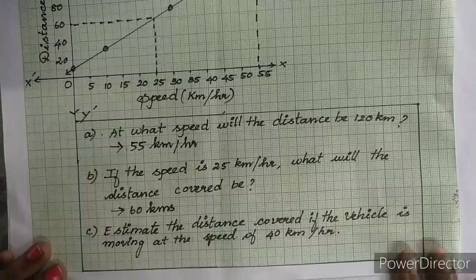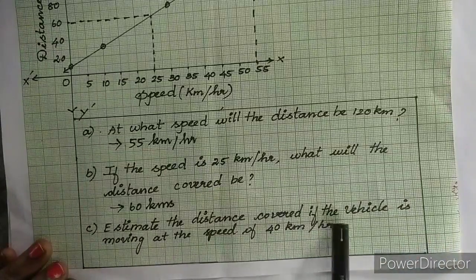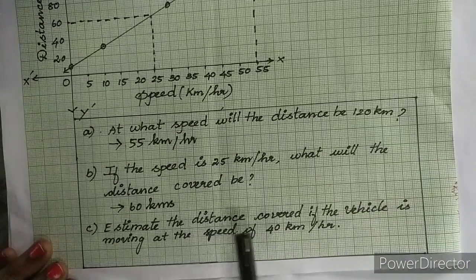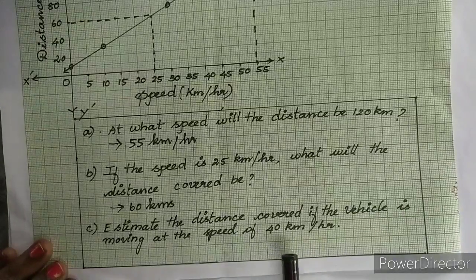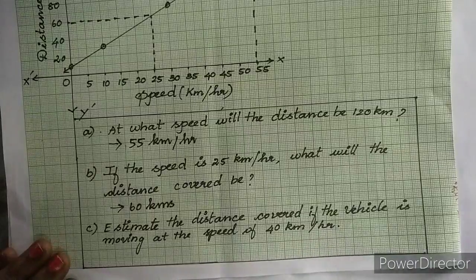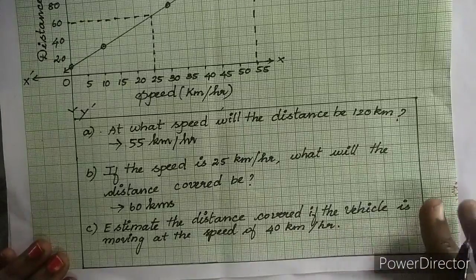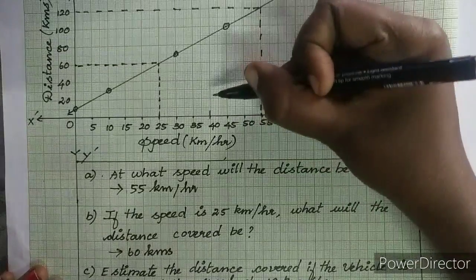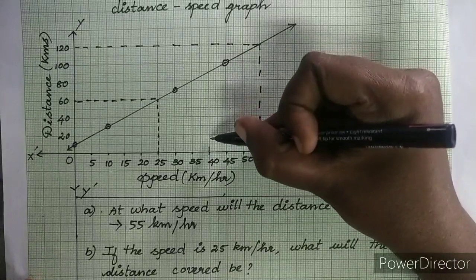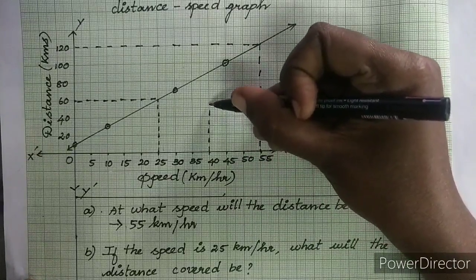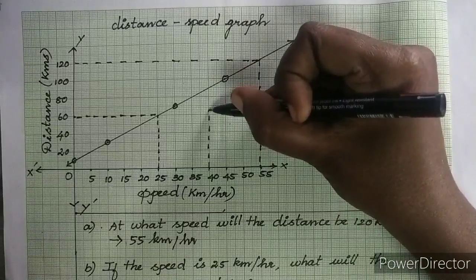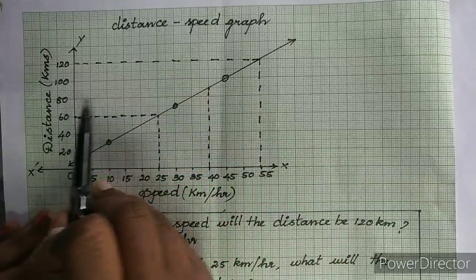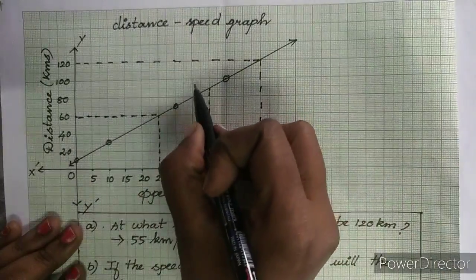And the third question is, estimate the distance covered if the vehicle is moving at the speed of 40 km per hour. Again, we are going to estimate the distance covered only if the speed is 40 km per hour. So our speed will be on the x-axis. On the x-axis, from 40 kilometers, we'll move towards the line graph. After reaching our line graph, we will move towards the y-axis to find the distance covered.